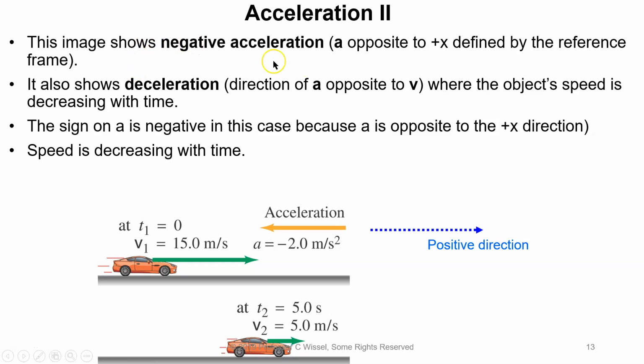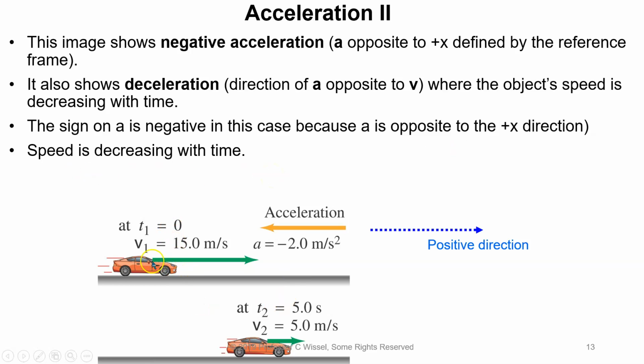And so this image shows a negative acceleration. a is opposite to the positive defined direction for the reference frame. It also shows a deceleration. The direction of a is opposite to v, where the object's speed is decreasing with time. In other words, this guy's braking. The sign on a is negative in this case because a is opposite to the positive x direction. The speed is decreasing with time.